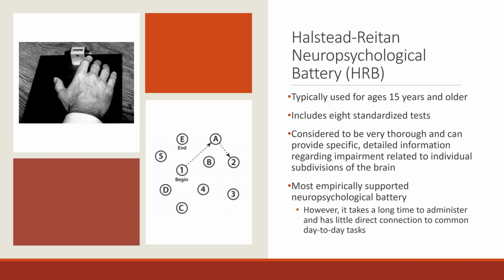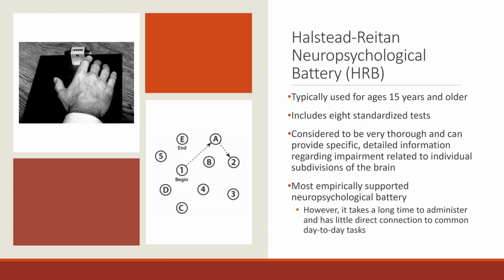But probably one of the most common ones is the Halstead-Reitan Neuropsych Battery, also known as the HRB. This is usually used for ages 15 and older, and it includes 8 different standardized tests. These pictures are examples of 2 of those 8. On the left, we have the finger tapping test, which is looking at motor and processing speed. The second one is trail making, which is looking at executive functioning. The person is asked to switch between numbers and letters, and it's also looking at processing speed, so they're asked to do this task as quickly as they can.